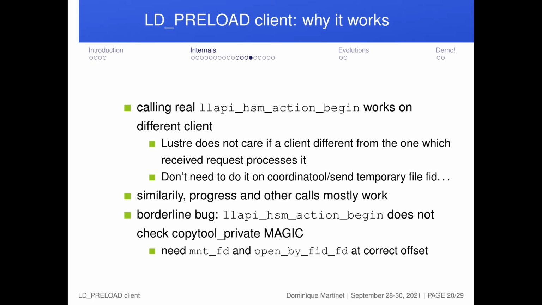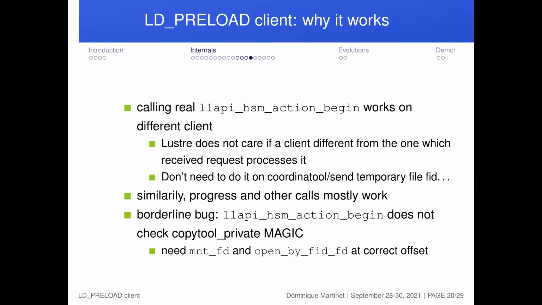In the same manner, progress and other calls mostly just work as is. It doesn't need anything specific. It depends on a borderline bug, that is that action begin actually takes a copytool private struct but doesn't check the magic. So we need to be careful that the MNT FD, that's the root of the file system, and the open by FID FD, the .lustre/fid file descriptors, are at the correct offset in the struct.